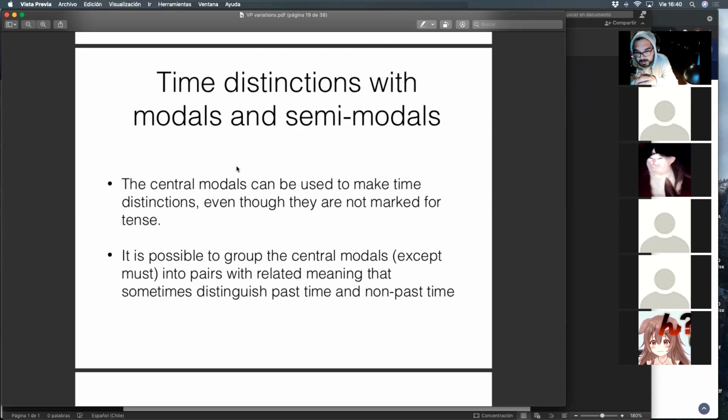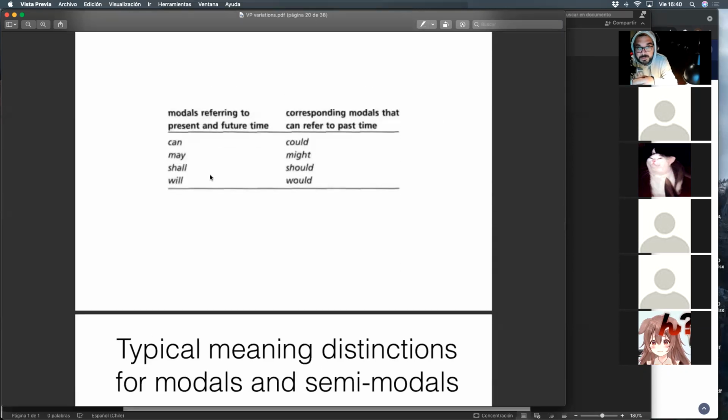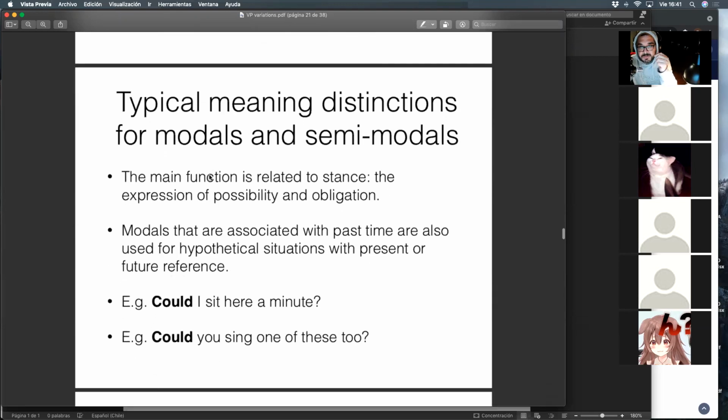It is possible to group the central modals except must into pairs with related meaning that sometimes distinguish past time and non-past time. So you have this chart. Modal verbs referring to present and future time, corresponding modals that can refer to past time, and that's the very same idea. Therefore, some people say that modal verbs have a present or a past form, but that's not true, I think. They just refer to one of those times, right? So I won't pay much attention to this, even though you should know that, right? Typical meaning distinctions for modals and semi-modals.